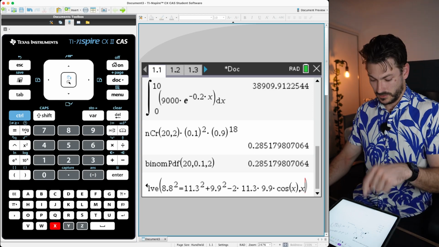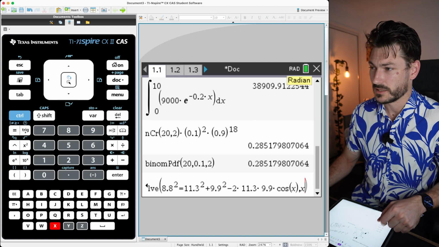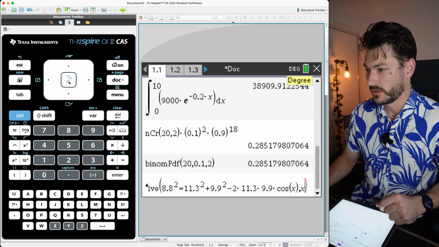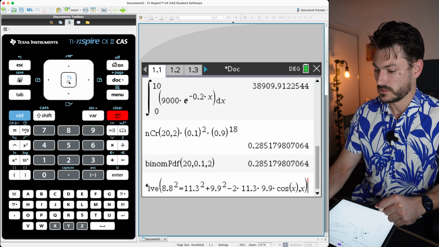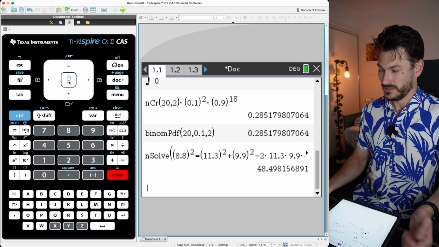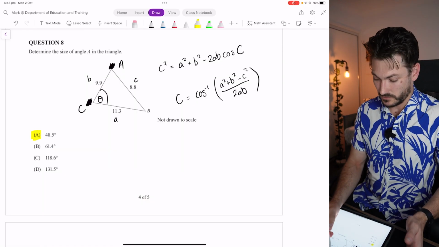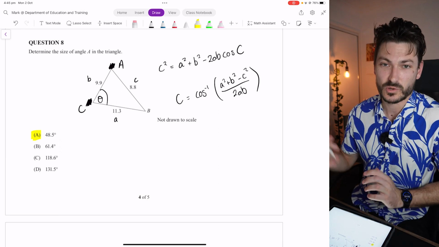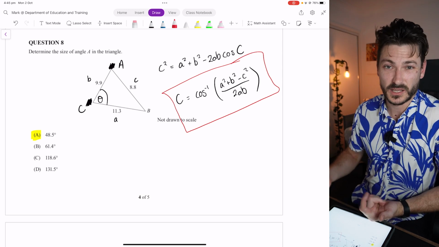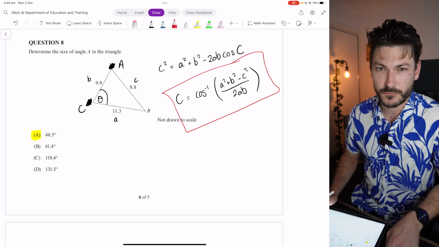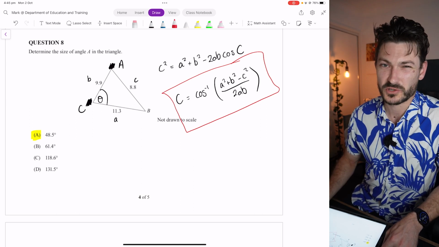Now, quickly, I noticed that the answers are in degrees, so at the top before I hit enter, I'm just going to change it to degrees, and now I should be ready to just go ahead and hit enter. And I get 48.5 degrees, which is A, so I'm just going to select A. Alternatively though, of course, you can just substitute all the values into this rearranged expression and just type it into your calculator. Either way, hopefully you get 48.5. I just think it's a bit faster to use nSolve so you don't have to do any algebra.